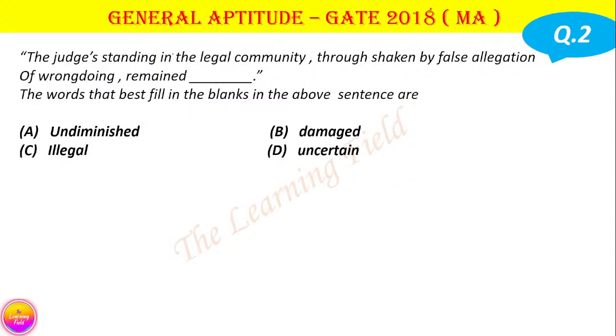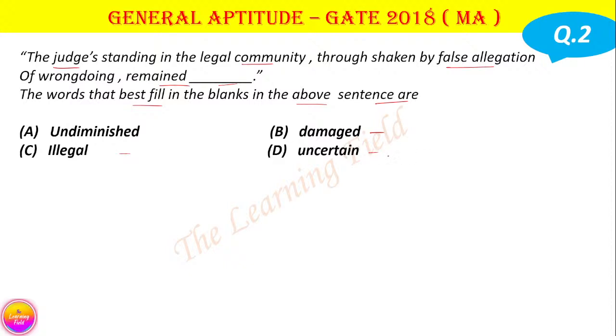Question number 2 says: the judge's standing in the legal community, though shaken by the false allegation of wrongdoing, remained dash. This is also a fill in the blanks question. The word that best fills in the blank in the above sentence is. Four options are given: undiminished, damage, illegal, and uncertain.